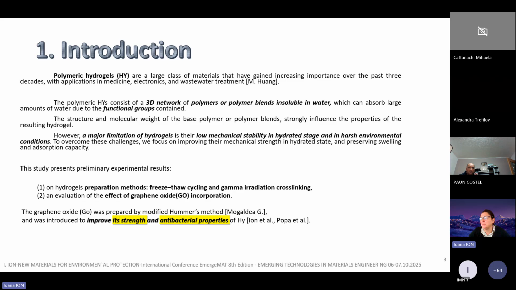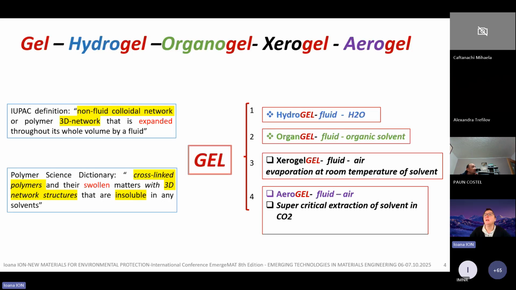The graphene oxide was prepared by a modified method, and the principal aim of its addition in the composition was to increase the strength and to improve antibacterial properties. To understand the gel more, I want to present a little description, its definition, IUPAC definition, classification, and in the polymeric science dictionary.